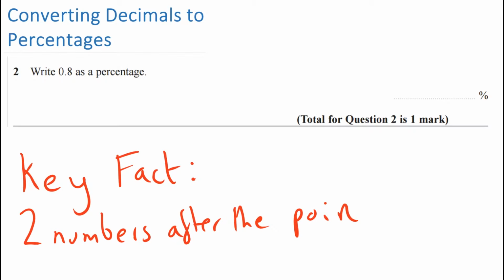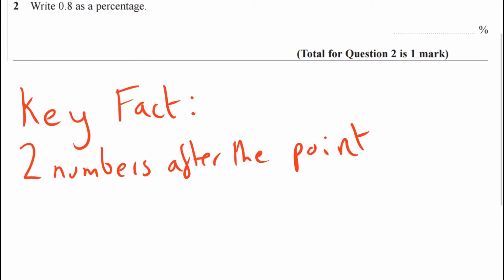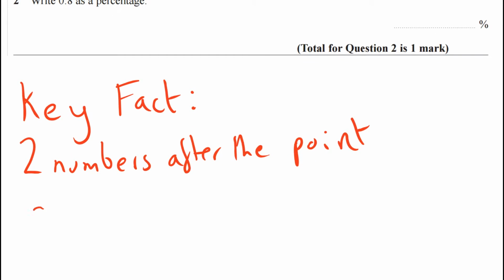Now I know what you're thinking here. 0.8 doesn't have two numbers after the point. So what should we do? Well, we're going to write 0.8, and we're looking for two numbers after the decimal point. When there's no other number, that counts as a 0.